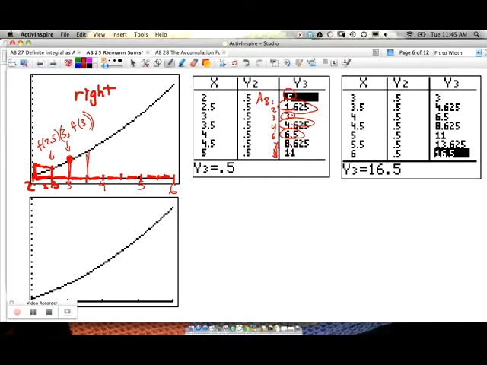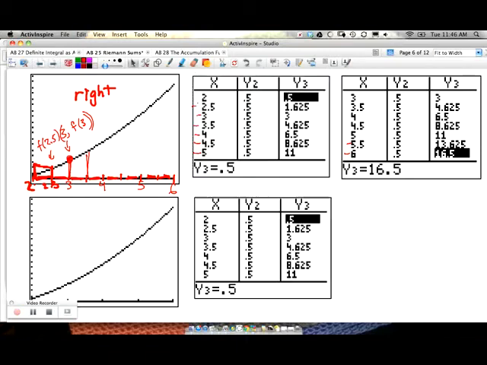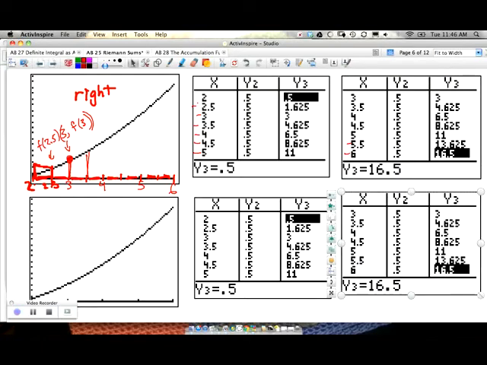But the problem was the first box that we were doing, I don't know if you guys caught this, didn't start at 2. It started here at 2.5. So for those ones, those are the right ones. Now if I were to copy and paste these same two tables, I get to use them again. Let's duplicate it. There we go.